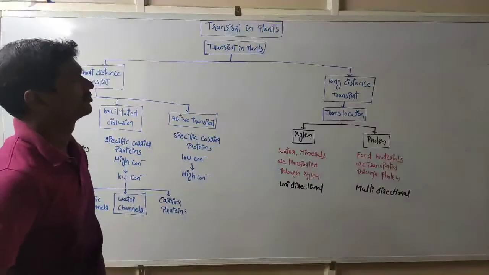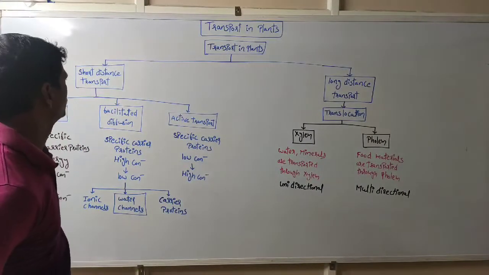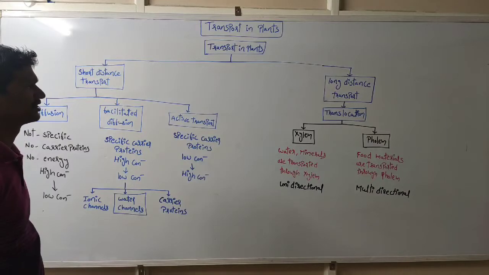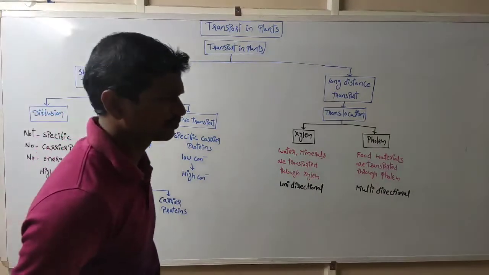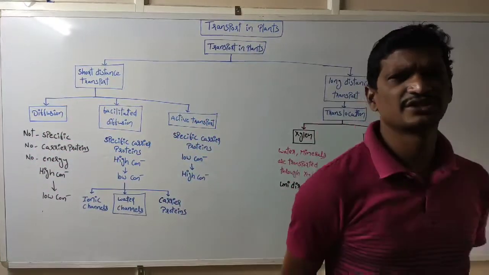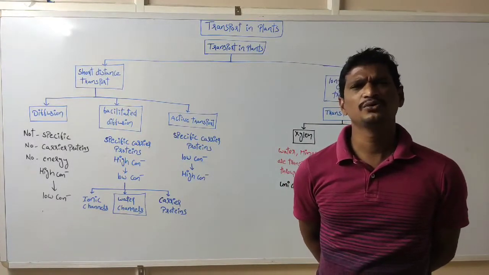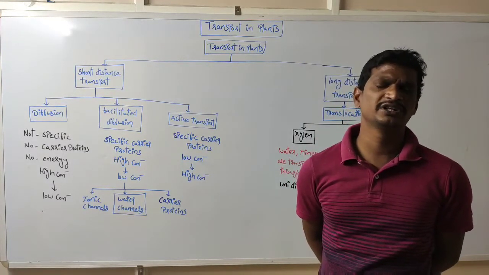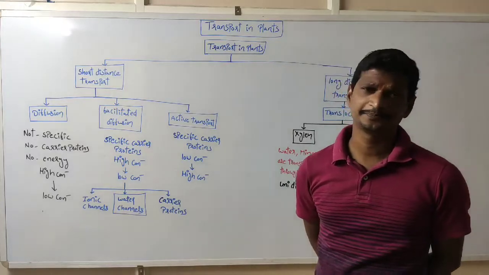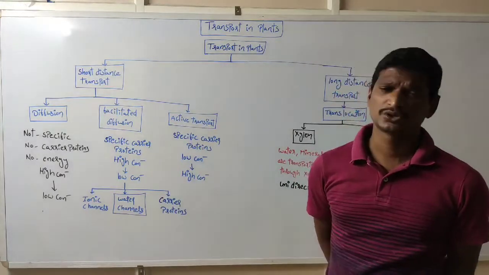Today we are going to discuss the transport in plants. There is short distance transport and long distance transport. Remember, short distance transport is nothing but how molecules are transported from one cell to another cell. So that one is completely related to the short distance.